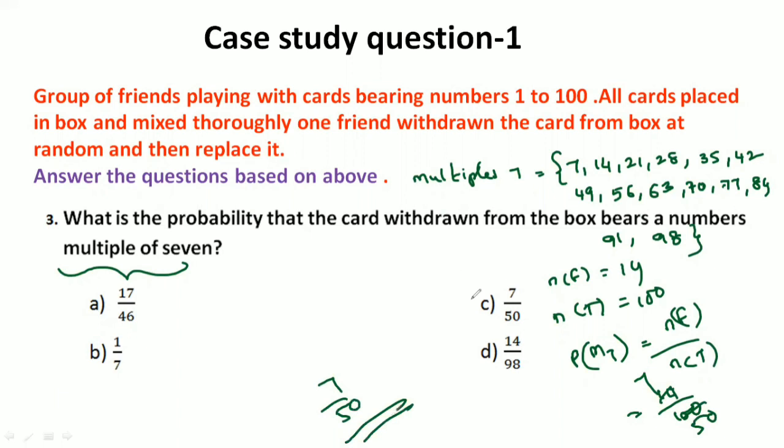The final answer is 7 by 50. So which option is appropriate answer, my students? Option C is the correct answer. So this is the third problem. The probability that the card withdrawn from the box bears a number that is a multiple of 7 is 7 by 50, an absolutely correct answer. So let us go for the next problem now.